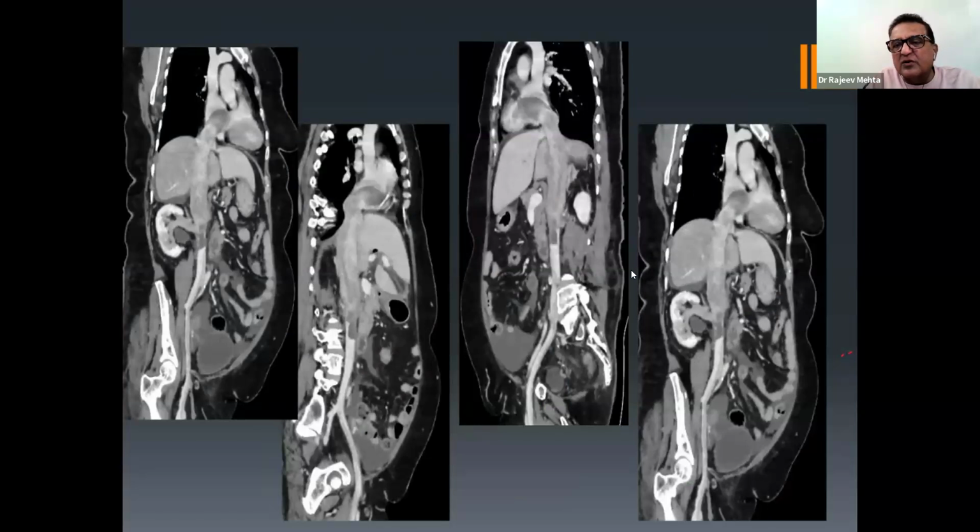This particular section also clearly demonstrates the normal enhancing IVC in the lower part, but completely thrombosed IVC extending up to the supradiaphragmatic region and the tumor thrombus extending into the right atrium.